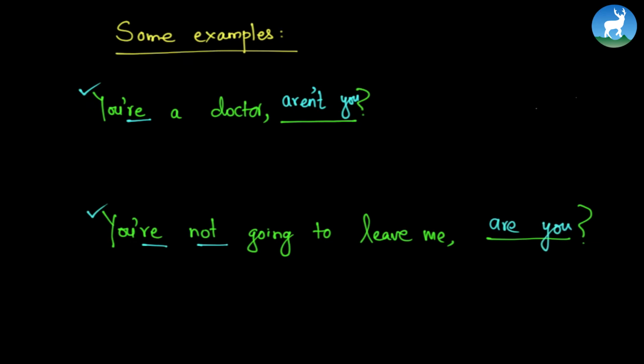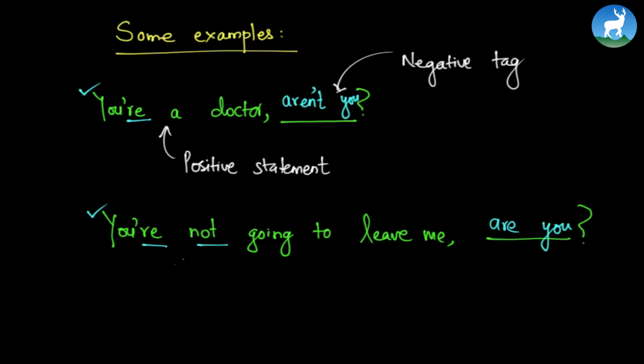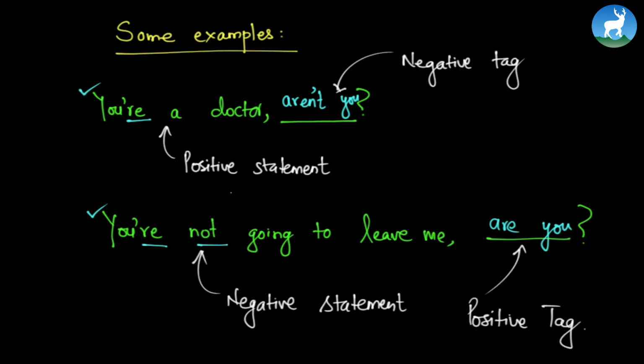Something like that. So what is the rule? The rule is if it's a positive statement, it will have a negative tag. If it's a negative statement, it will have a positive tag. Alright, this is rule number 1 and this is rule number 2. These are the basic rules that we will use while forming question tags.